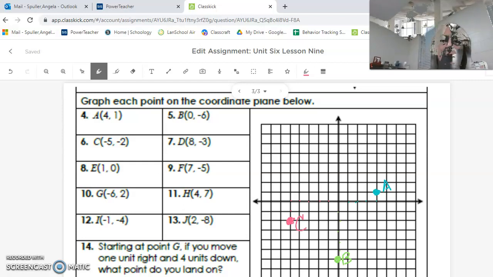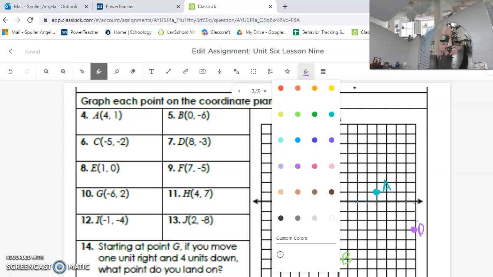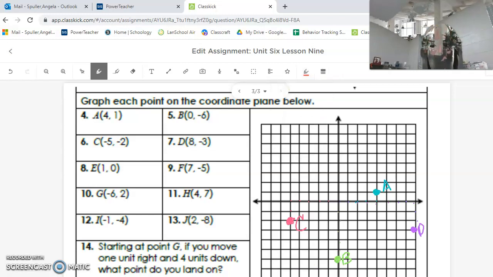Labeling it. Let's get a different color. Okay, D. I'm going to go over 1, 2, 3, 4, 5, 6, 7, 8 because it's positive. Down 3 because it's negative. 1, 2, 3. That's D. Okay, I'm going to do one more, and then you're going to do the next 5 by yourself. Okay, E, I mean. E says go over 1 because it's positive, but don't move up or down at all. Go 0. So that's going to be right here is E.